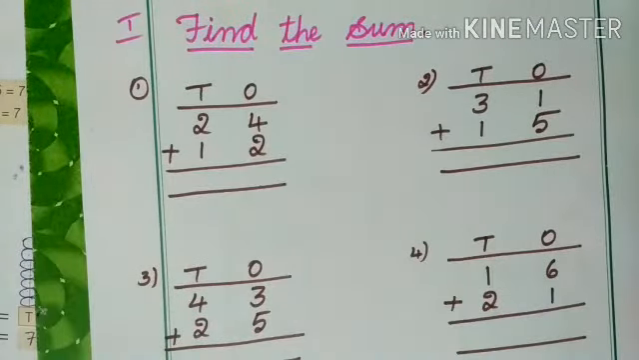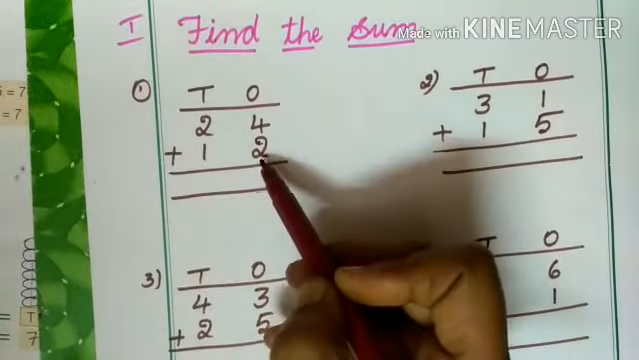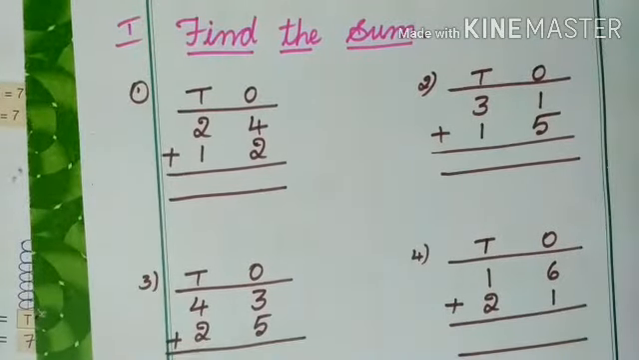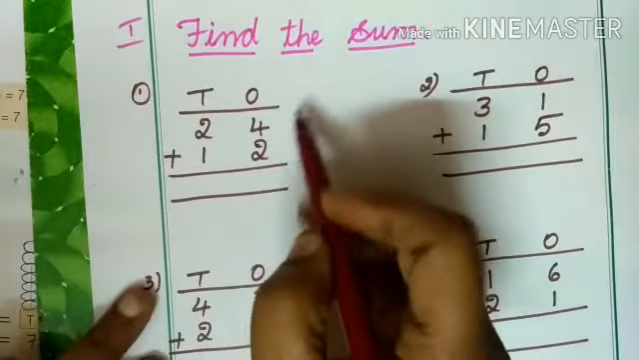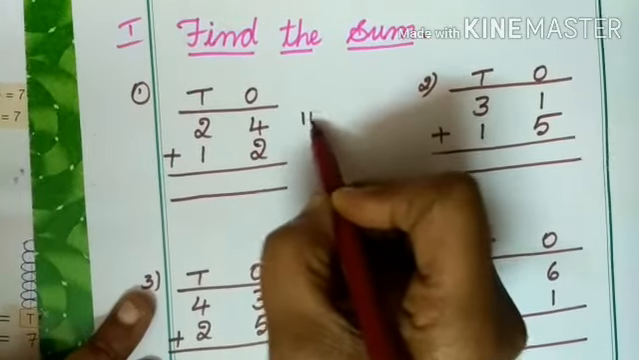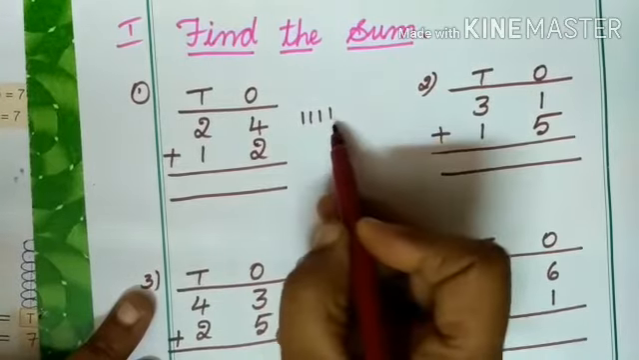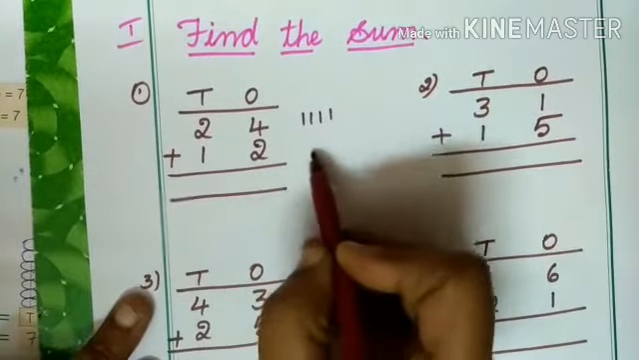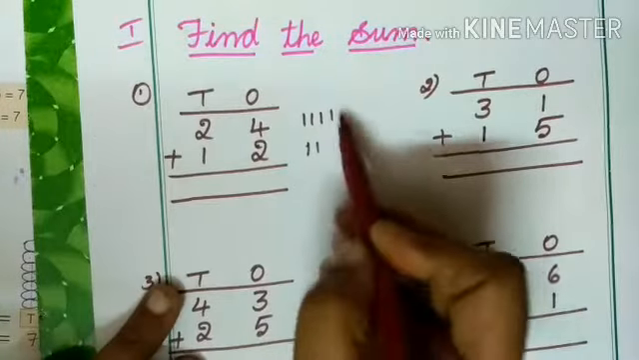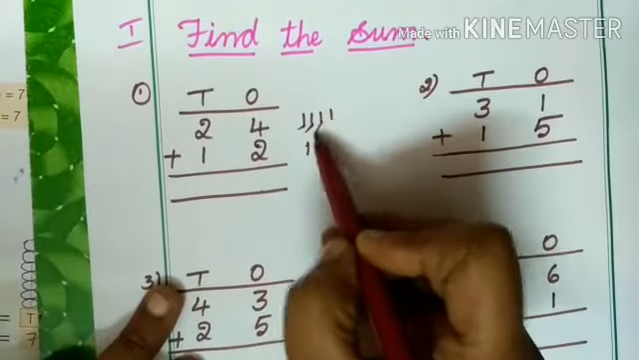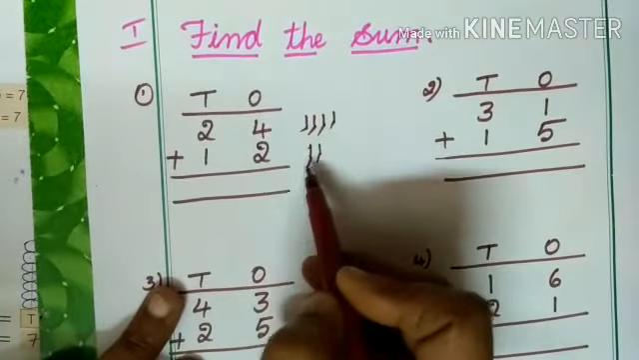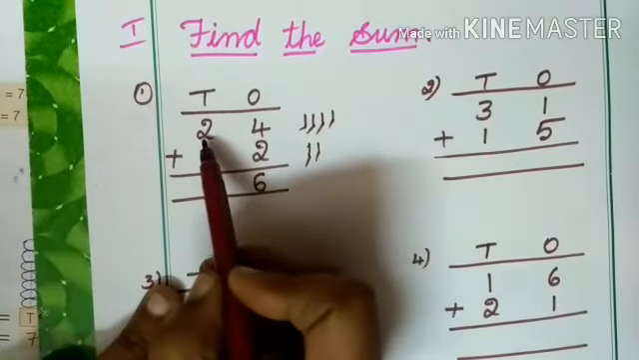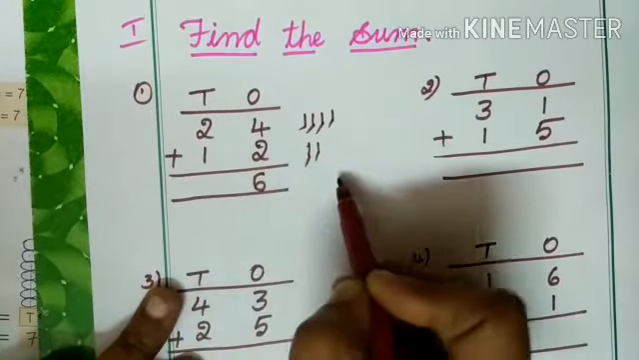24 plus 12. Here in the ones place, 4 and 2 are there. 4 plus 2, how much? Now 4 in your mind, or you can draw lines, 4 lines. 1, 2, 3, 4. Here 4 is there, so draw 4 lines. Here write 2 lines. Now you count all lines. 1, 2, 3, 4, 5, 6. Now write here 4 plus 2 is 6.